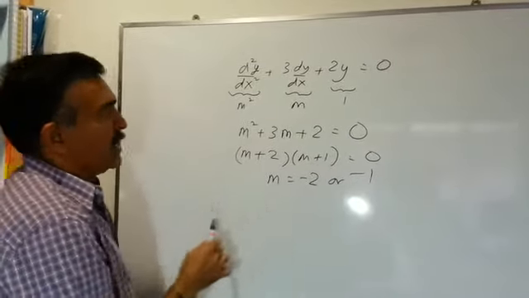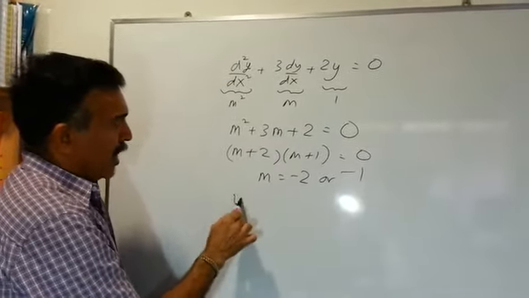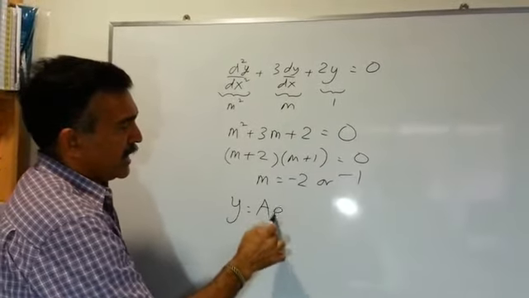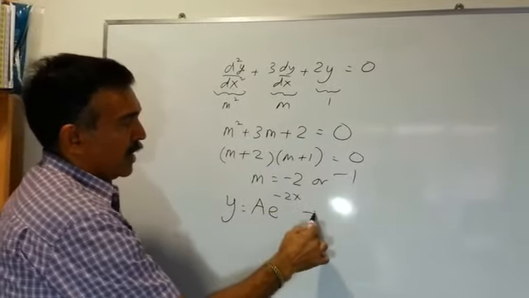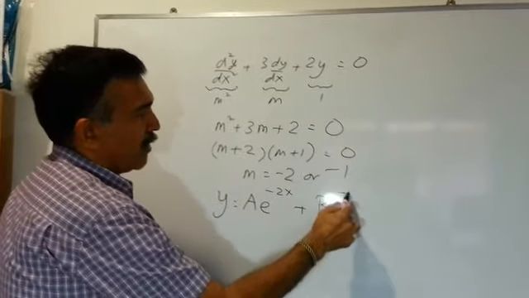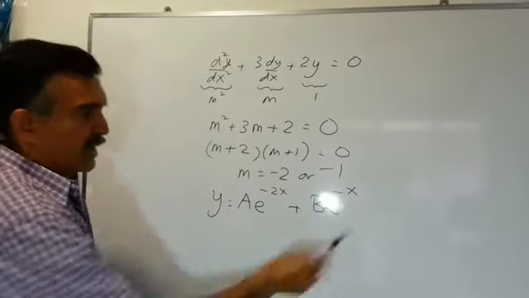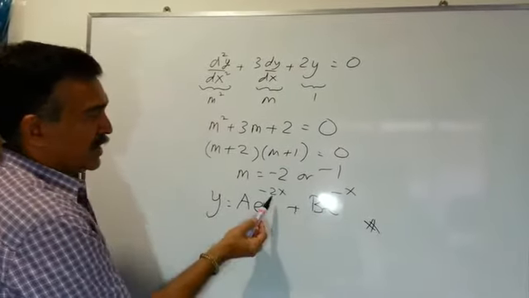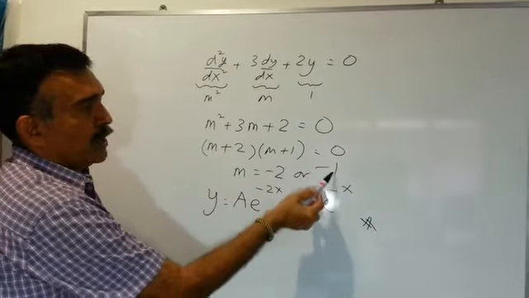So now we can write the solution straight away. y equals a e to the power of minus 2x plus b e to the power of minus x. And we are done. This -2 is from here, this -1 is from here.